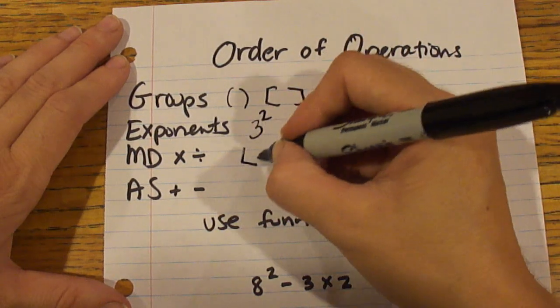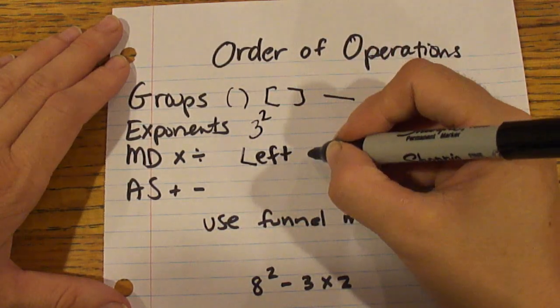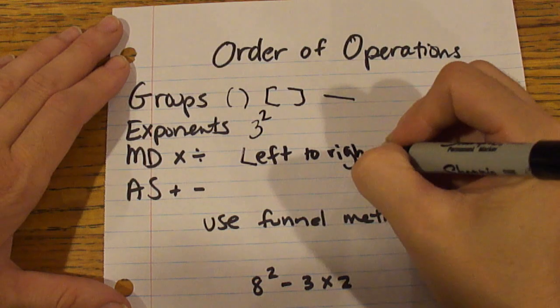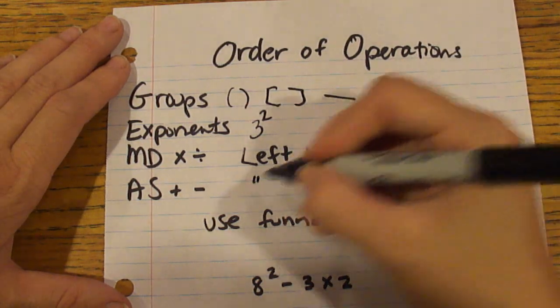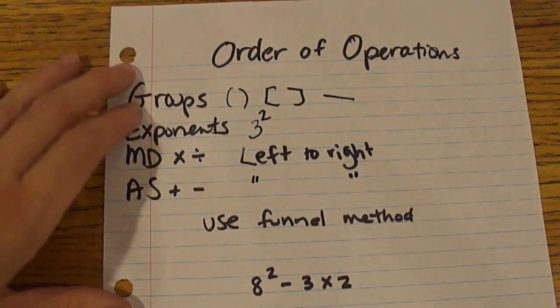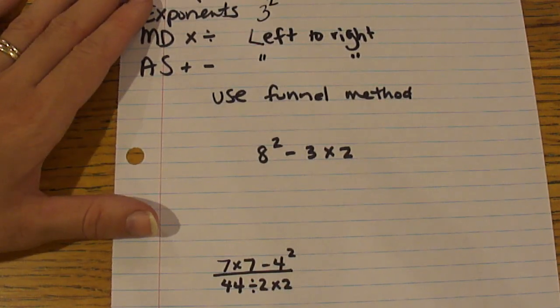Multiplication and division go at the same time. They go the first one that you see from left to right. And addition and subtraction is the same thing, the first one you see from left to right. I can use what's called the funnel method, which basically does one problem at a time.